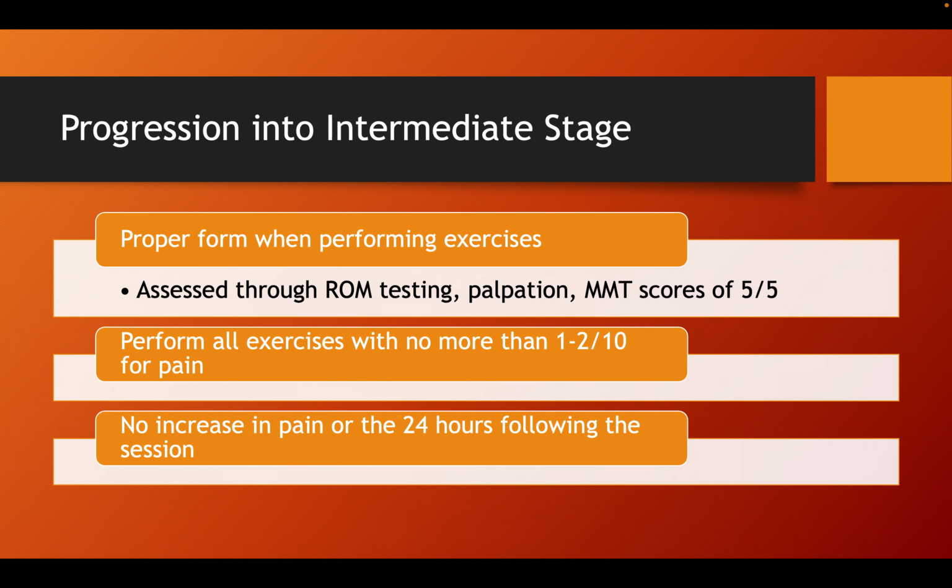During the intermediate stage, Steve will be progressing to performing exercises under progressive load, so maintaining proper form is essential. This will be assessed through range of motion testing, palpation of relevant landmarks throughout the movement, and scores of 5 out of 5 for all manual muscle testing. Progression into the intermediate stages will require Steve to be able to perform all exercises with no more than a 1 to 2 out of 10 pain. Additionally, no increase in pain for the 24 hours following the session, as this can indicate poor tolerance.